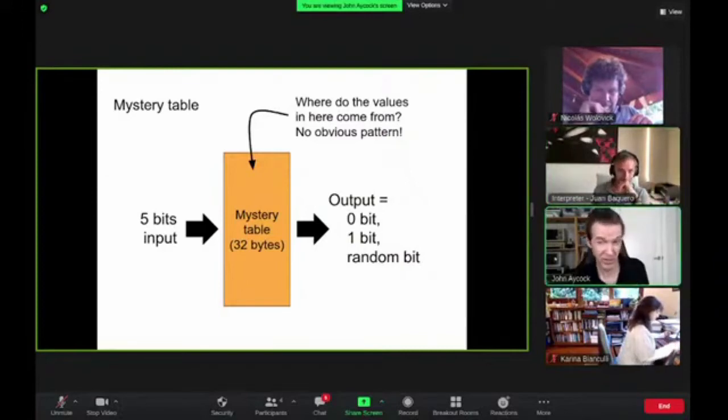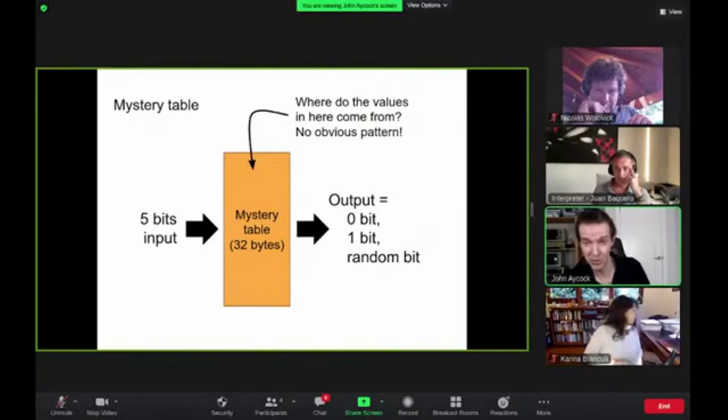At the time, we concluded that the table's values were probably manually chosen. But thanks to some media coverage, this problem accidentally got crowdsourced.